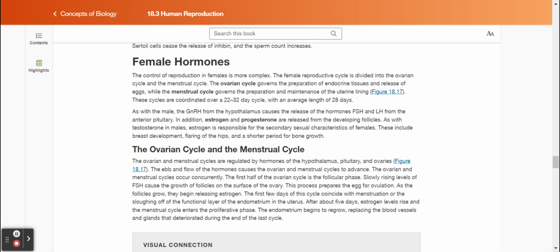As with the male, the GnRH from the hypothalamus causes the release of the hormones FSH and LH from the anterior pituitary. In addition, estrogen and progesterone are released from the developing follicles. As with testosterone in males, estrogen is responsible for the secondary sexual characteristics of females. These include breast development, flaring of the hips, and a shorter period for bone growth.